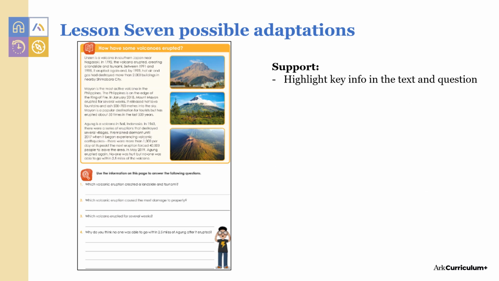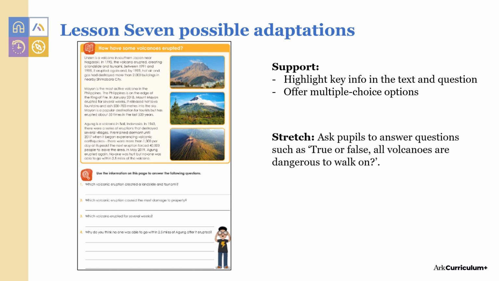Again, in lesson 7, you can support pupils by highlighting the key information in the text and question, and instead of expecting pupils to write their own answer, offering them multiple choice options. Stretch pupils by asking them to answer questions such as true or false, all volcanoes are dangerous to walk on.